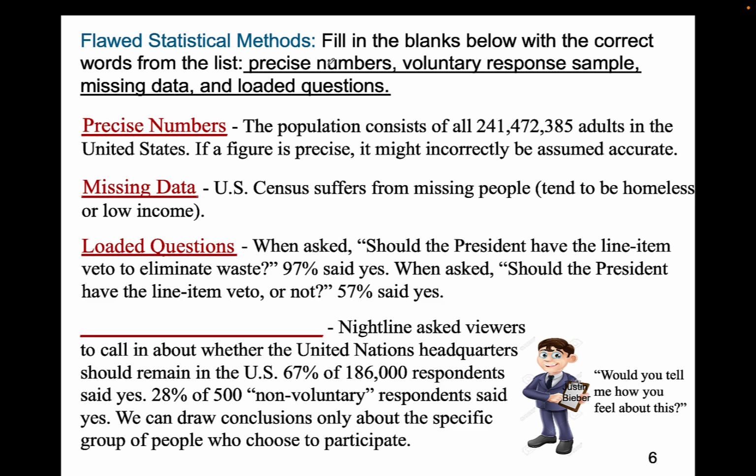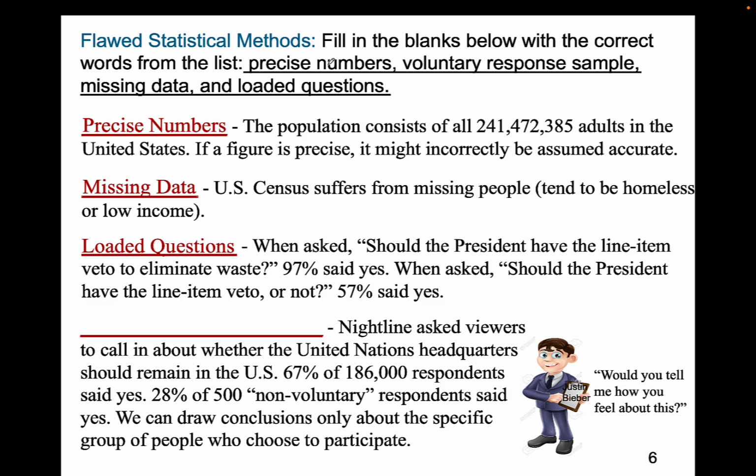97% of respondents said yes. But when asked, should the president have the line item veto or not? Only 57% said yes. This is a loaded question, the way that it's stated in the first way. Should the president have the line item veto to eliminate waste? That is a loaded question. There's one word in there that makes it a loaded question, and that is the word waste.